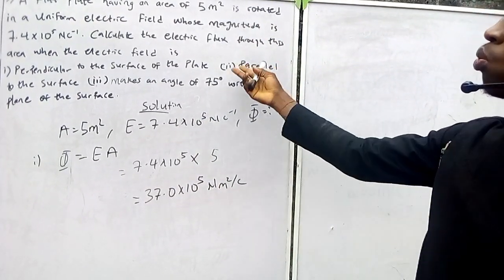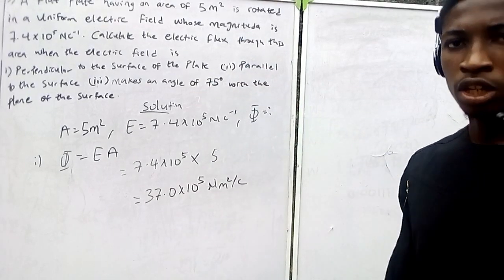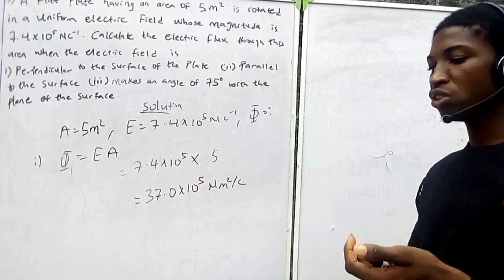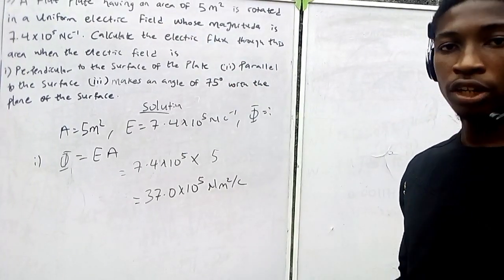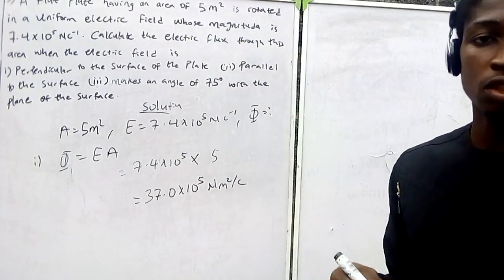Now moving on to the second one. They say it's parallel to the surface. When it's parallel to the surface, meaning that the electric field did not have any contact with these plates, alright? So the electric field on this plate is 0.